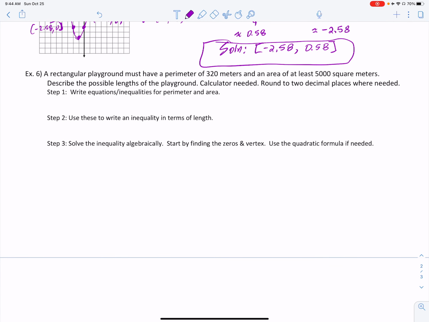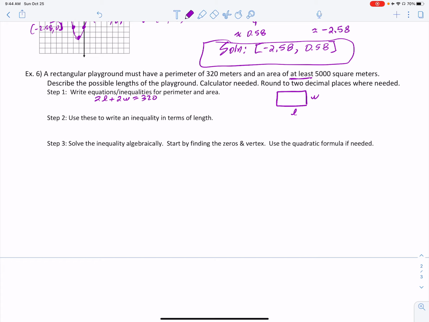Right. And then example 6, a rectangular playground must have a perimeter of 320 meters and an area of at least, so that at least right there is where we get our inequality, at least 5,000 square meters. Describe the possible lengths of the playground. You will need a calculator, round to 2 decimal places where needed. So write equations and inequalities for perimeter and area. We've got length and width, and we know 2L plus 2W, we know that the perimeter is 320 meters.